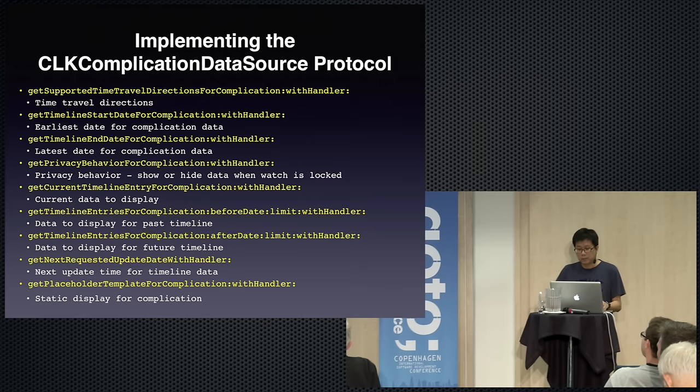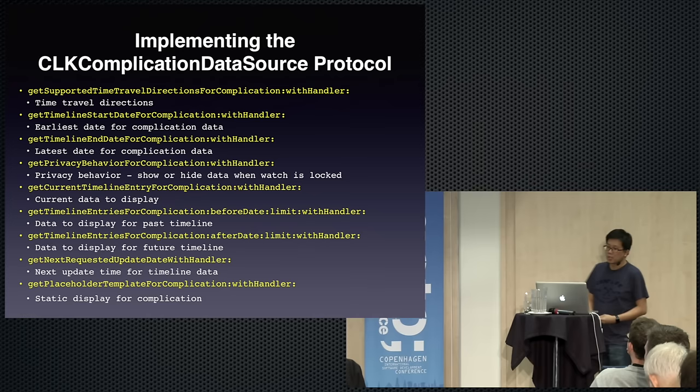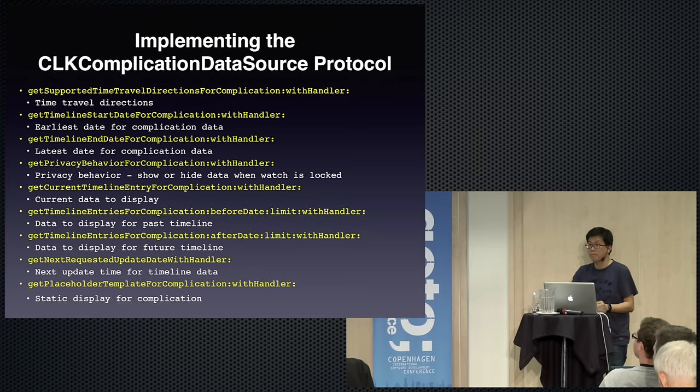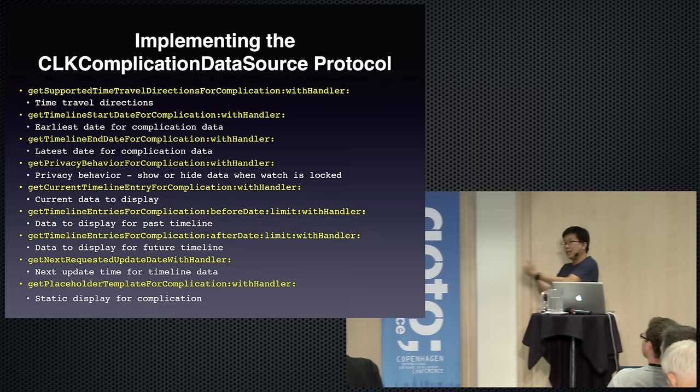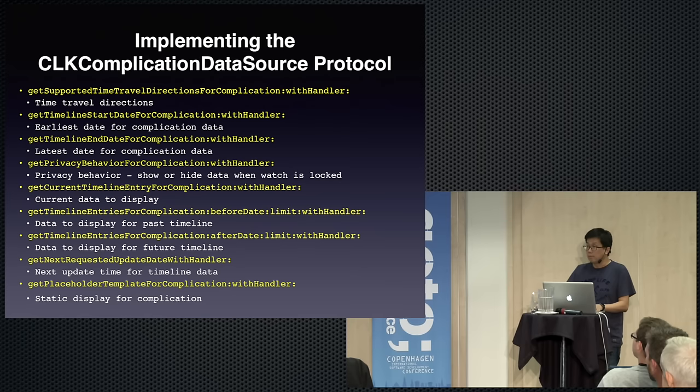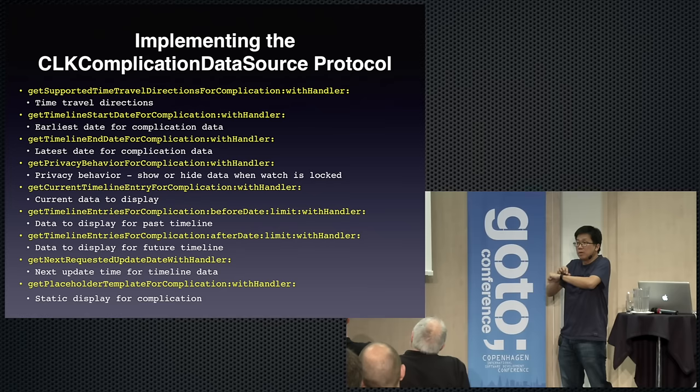So let me just do a quick one. You implement the following methods: get supported time travel directions. So you want to indicate whether you want the user to be able to fast forward or rewind. You can specify that programmatically. And what is the earliest start time that you want to display data? So when you rewind, what's the earliest date that you want to display? And when you fast forward, what is the latest date that you want to display? And whether you want your data to be displayed even if the watch is locked, such as when the user removes his watch from his wrist, and you want to display your current data.